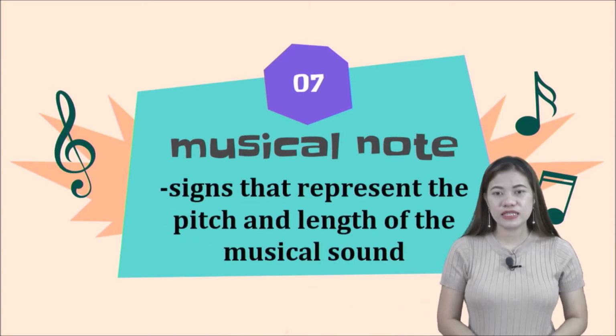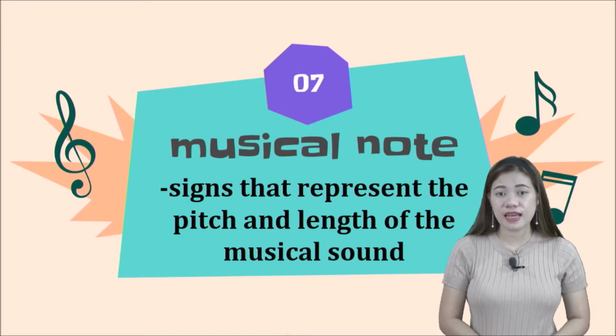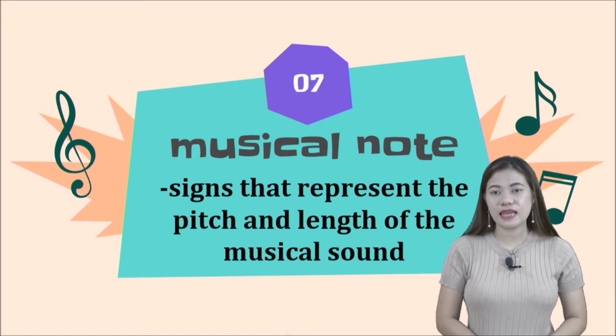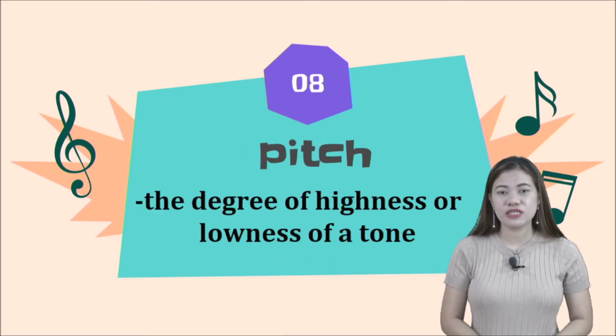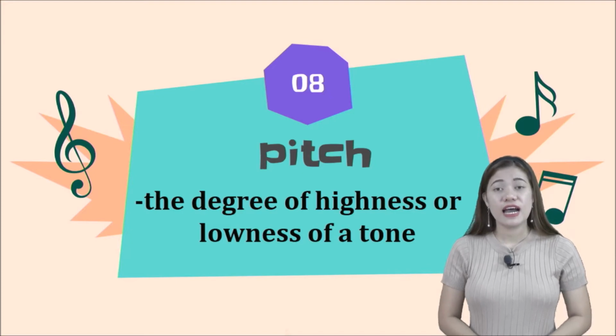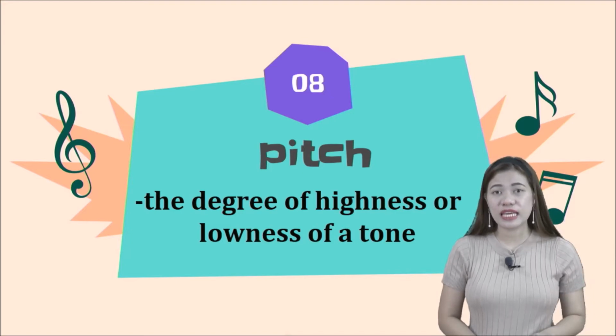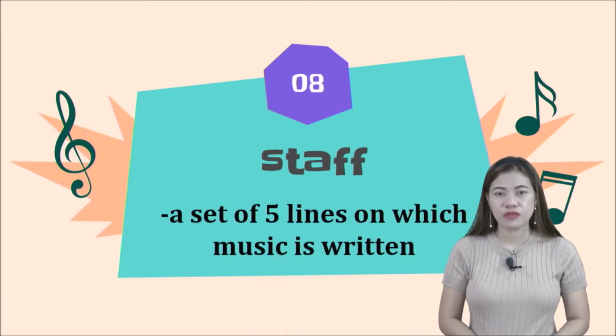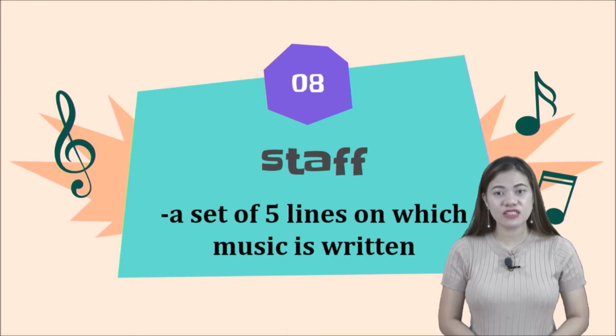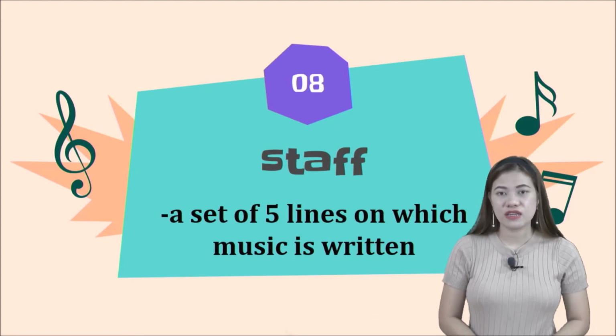And then the next one, we have musical note. When we say musical note, kids, it is a sign that represents the pitch and length of the musical sound. Then the next one, we have pitch. When we say pitch, it is the degree of highness or lowness of a tone. And the next, we have staff. When we say staff, a set of 5 lines on which music is written.